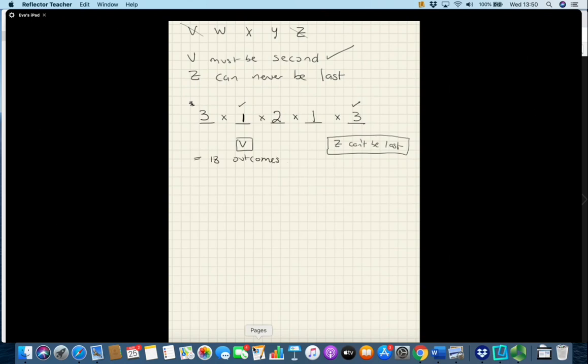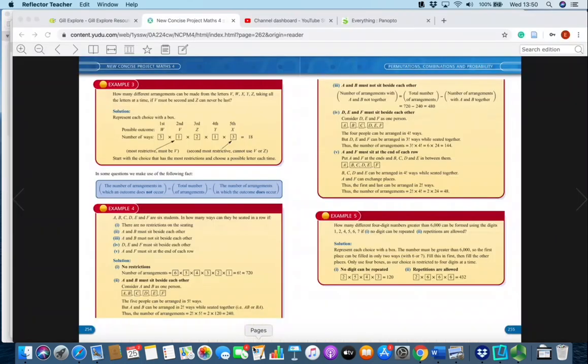Okay, how many different arrangements could have been made if there were no restrictions? Well, that's 5 factorial. If you think about it, I have 5 options for the first one, 4 for the second one, 3 for the third one, 2, 1, and 5 factorial is 120, I think. Yeah, 120 outcomes. Okay, so that's how we work permutations when we have restrictions.